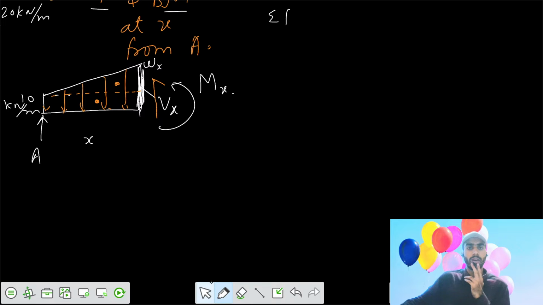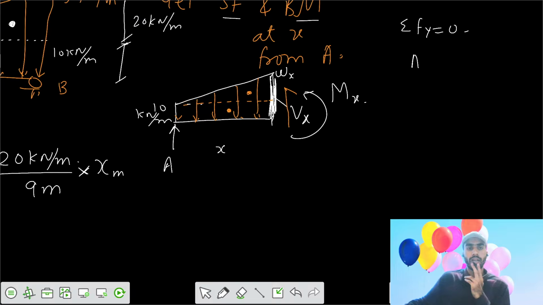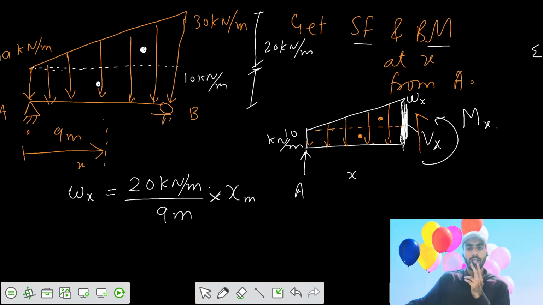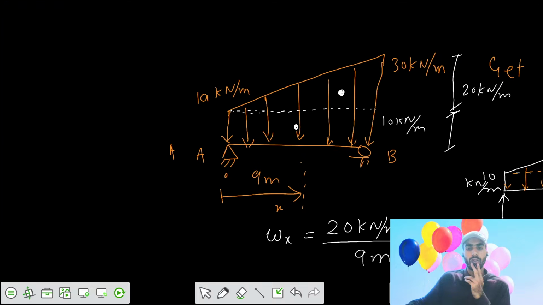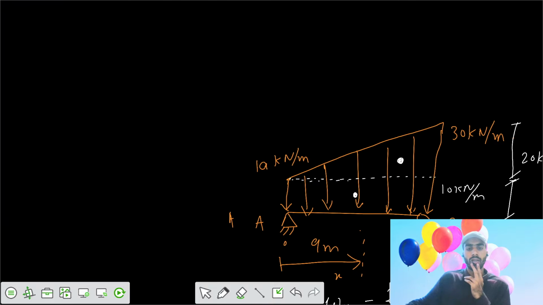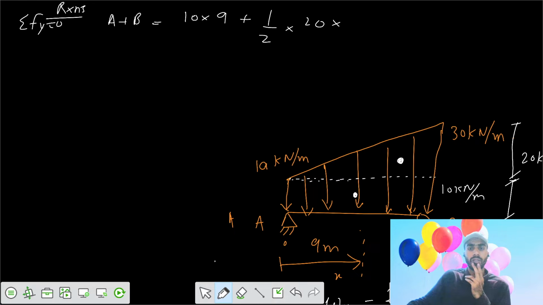We can say summation Fy goes to 0. Firstly we need to get the reaction at A, then accordingly we can get the shear force at x, because there are two unknowns. For that we need the reaction at A. These are your reactions. Summation Fy equals 0, so A plus B equals 10 kilonewton per meter into length 9, plus half of the area of that triangle, 20 kilonewton per meter into 9 meter length.